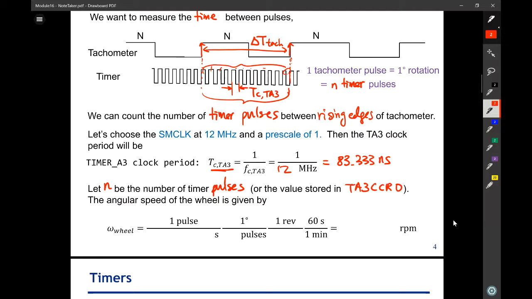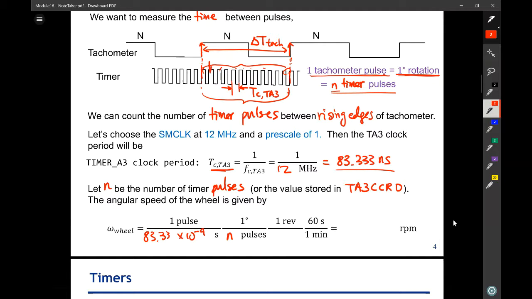Okay, so the one pulse is basically this one pulse here. TC-TA3 is 83.333 nanoseconds, right? So 83.33 times 10 to the negative 9th seconds, okay? And 1 degree of that corresponds to n pulses, okay? So this 1 tachometer pulse, that is 1 degree rotation, that corresponds to n timer pulses.